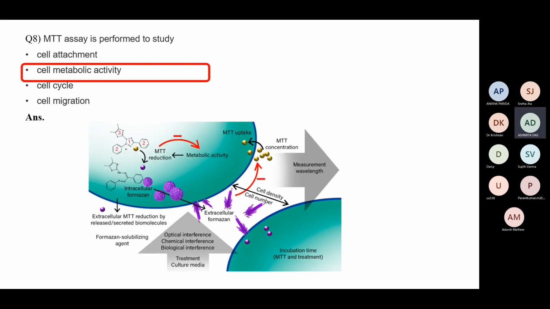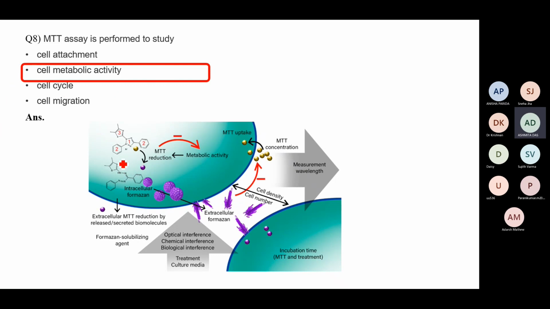So basically, it works on the principle where the MTT, that is 3,4,5 dimethyl thiazole 2-yl 2,5 diphenyl tetrazolium bromide. So that is the MTT full form. It helps to cleave the tetrazolium ring present in this material by the dehydrogenase present in the active mitochondria of living cells and estimate the viable cells.